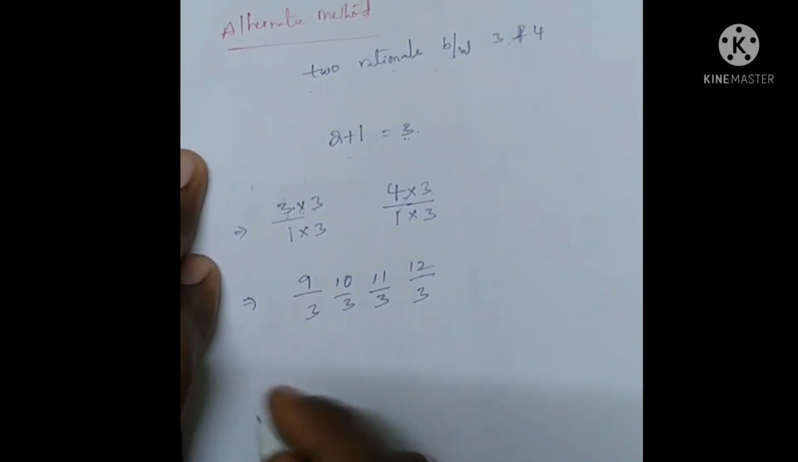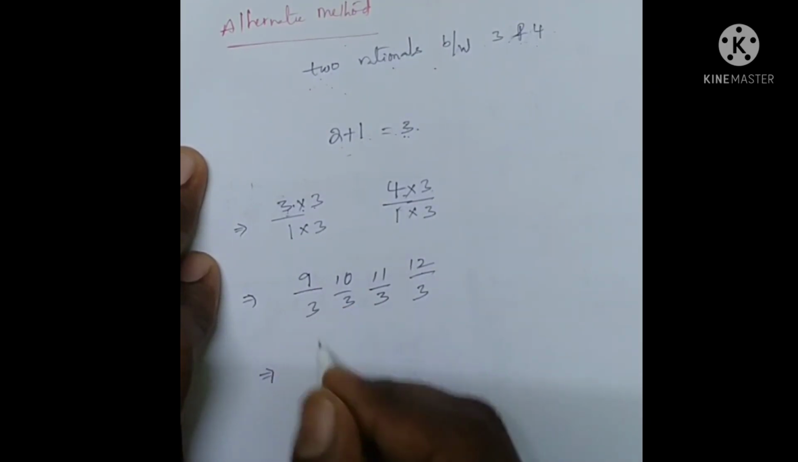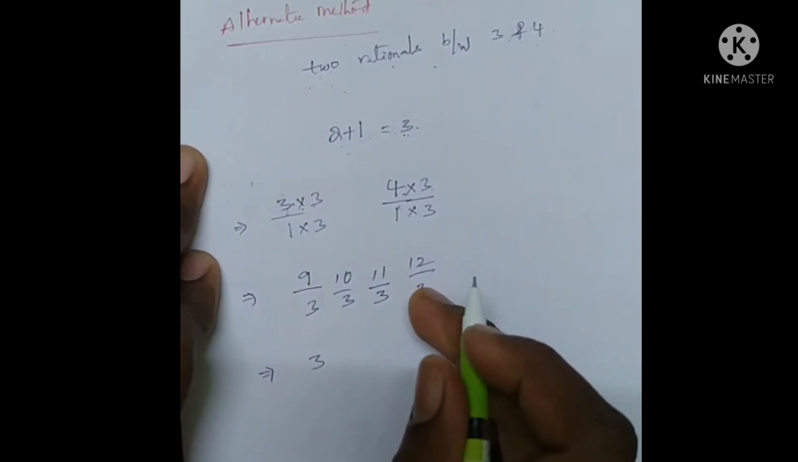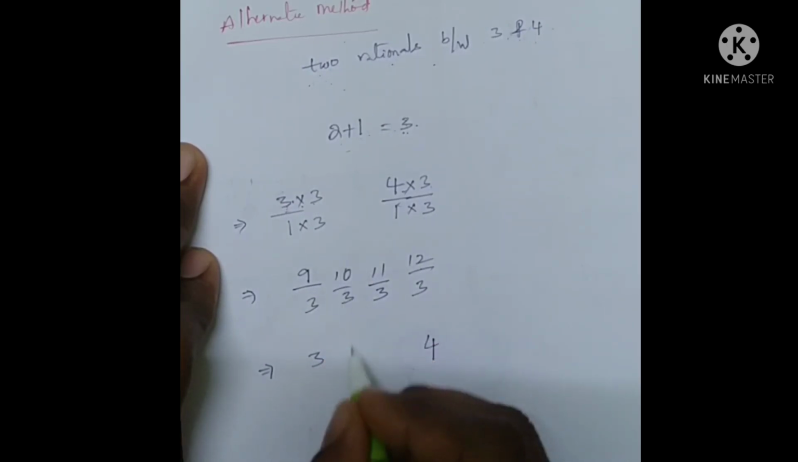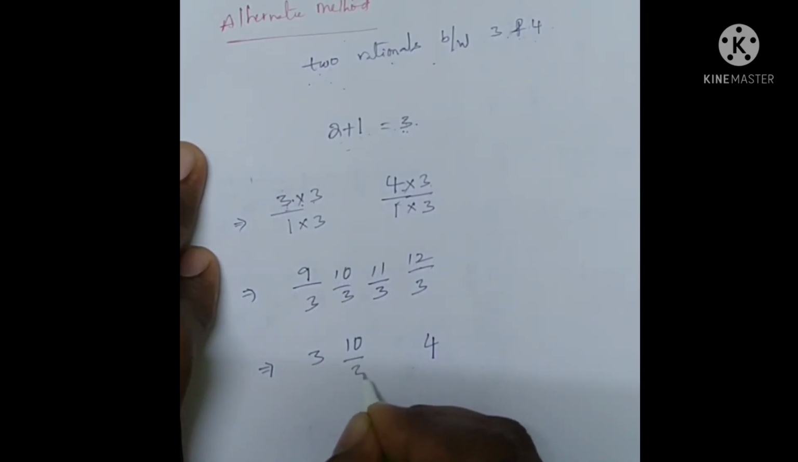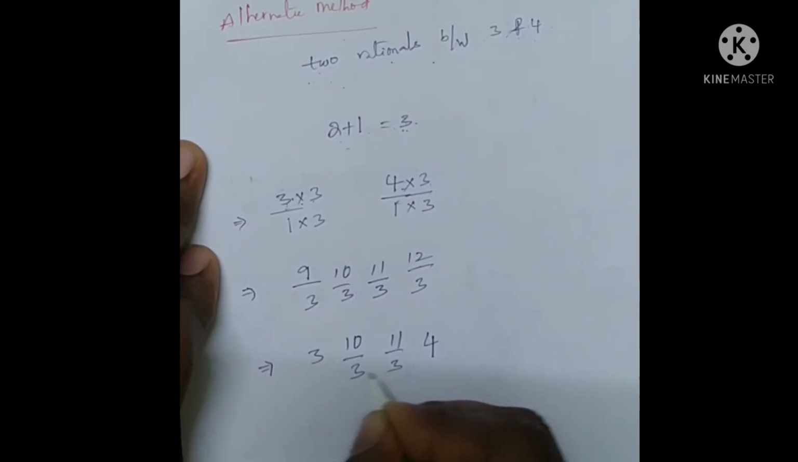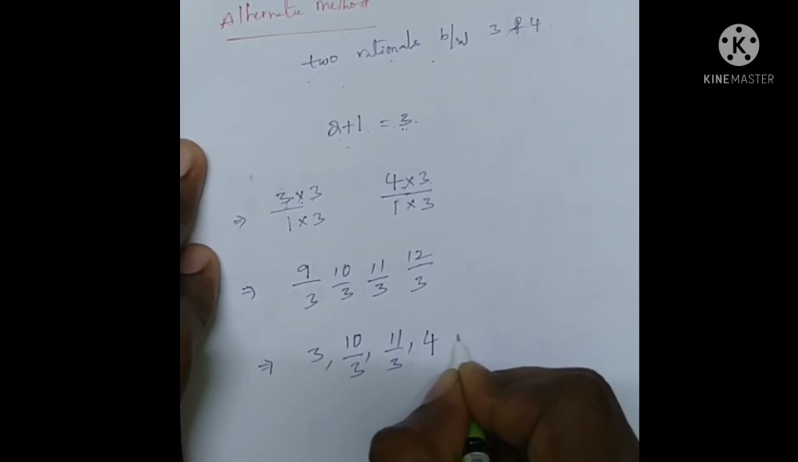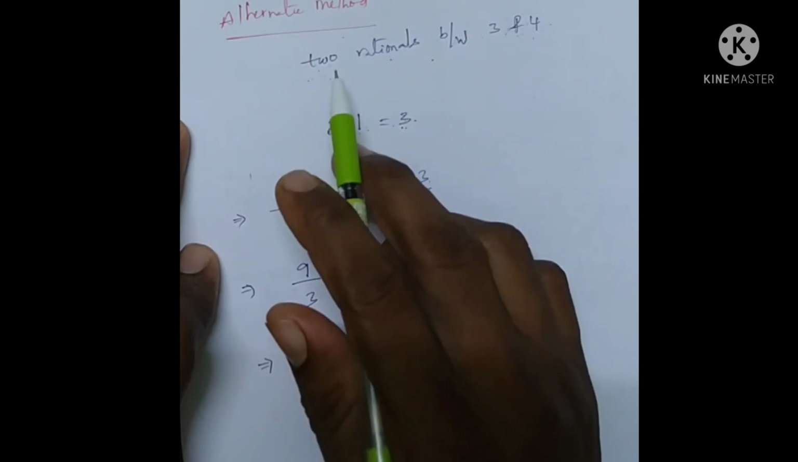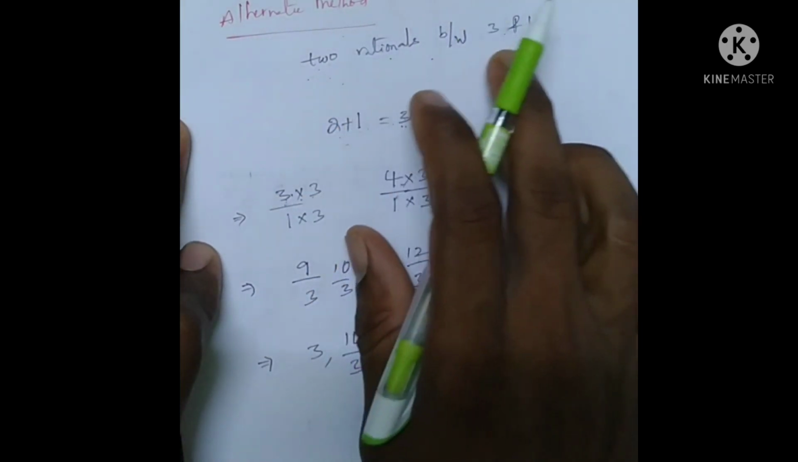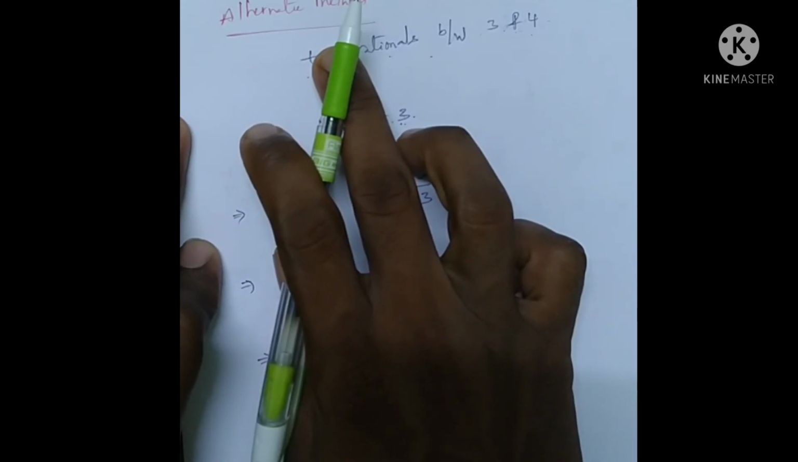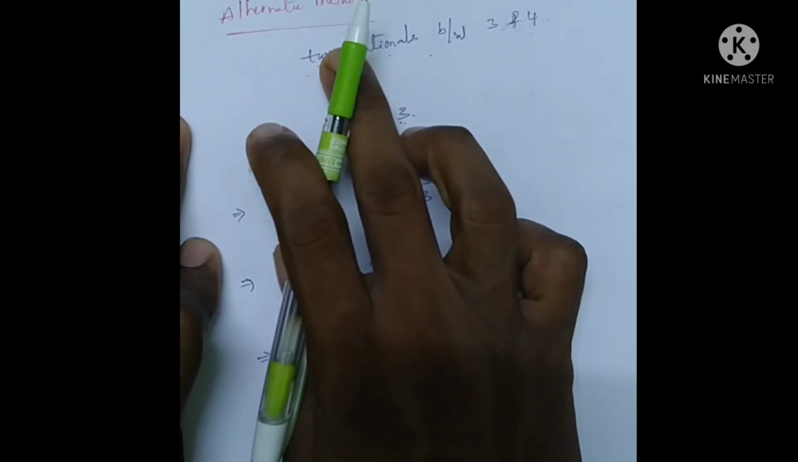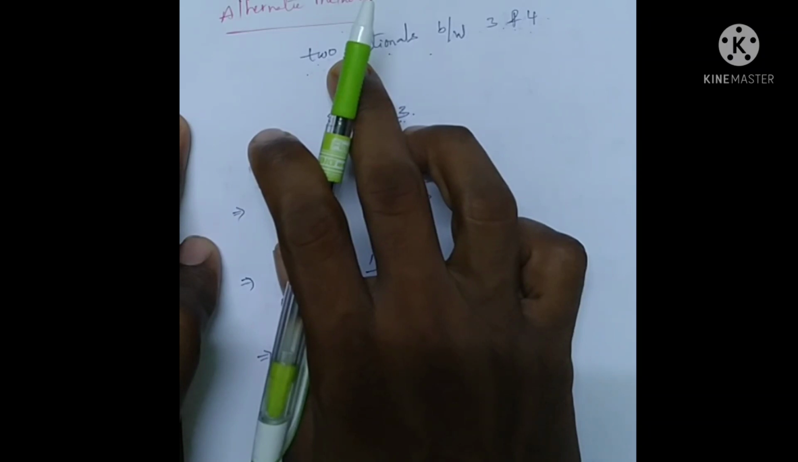Here 9 by 3 means 3. Here 12 by 3 means 4. So here the rationals are 10 by 3 and 11 by 3. This is the easiest way to find any rational numbers in between two given integers. This is the alternative method of the first problem. Okay, right? This is the alternate method of the third example.